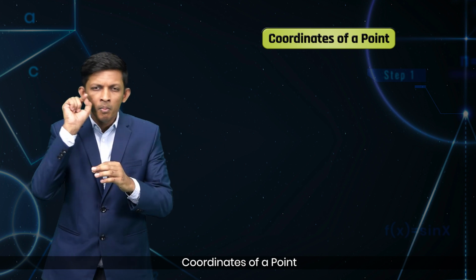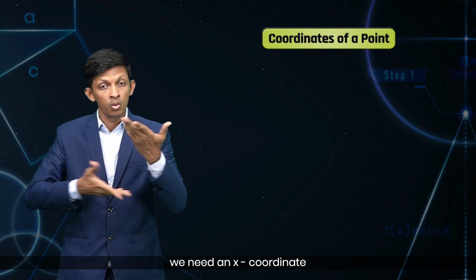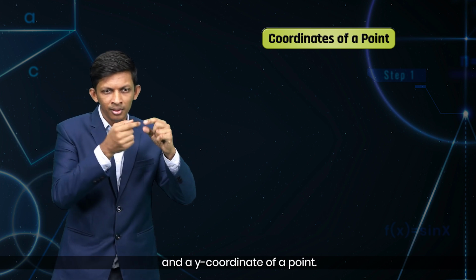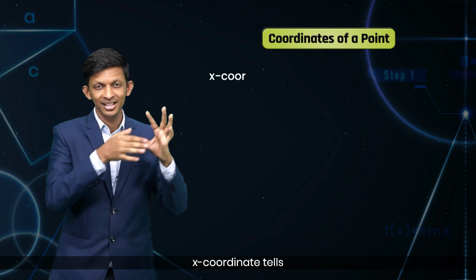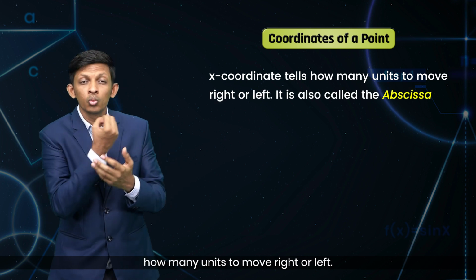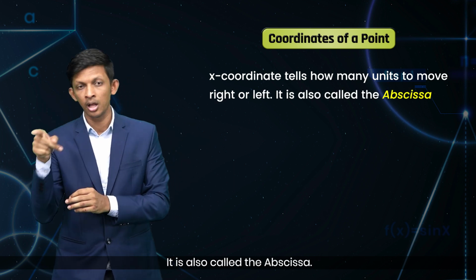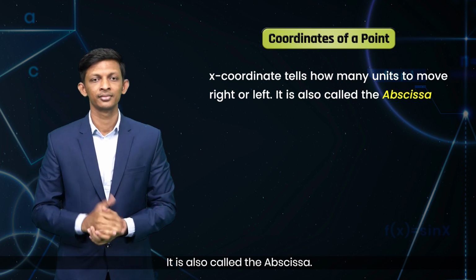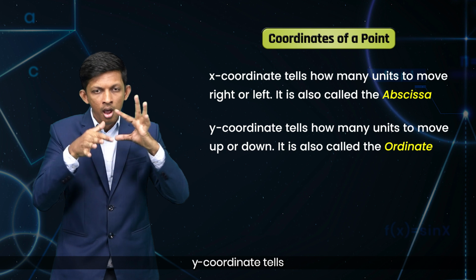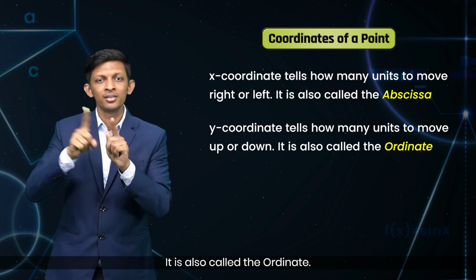Coordinates of a point. To write the coordinates of a point, we need an x-coordinate and a y-coordinate of a point. X-coordinate tells how many units to move right or left. It is also called the abscissa. Y-coordinate tells how many units to move up or down. It is also called the ordinate.